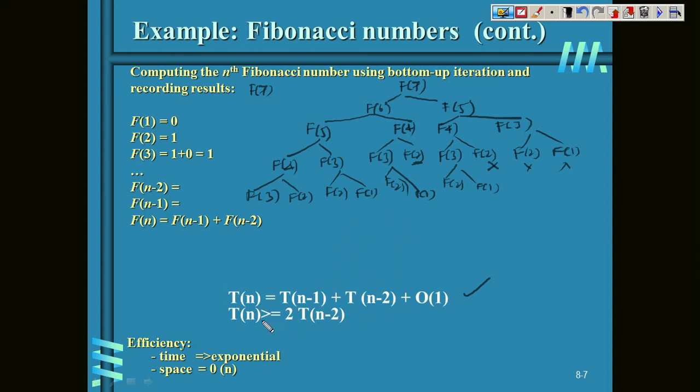And we can also write this as t of n is greater than or equal to 2 t of n minus 2, and if we apply the master theorem, we will find that this is something like 2 power n, so its running time will be exponential. It's very high.